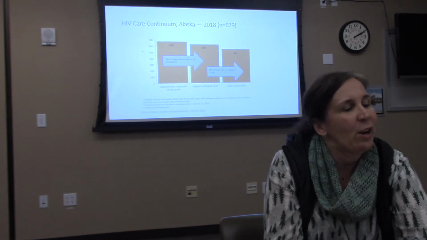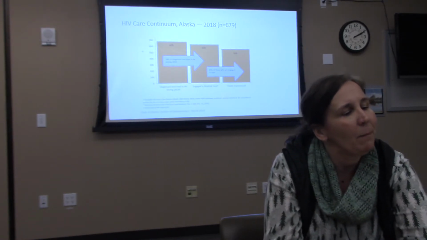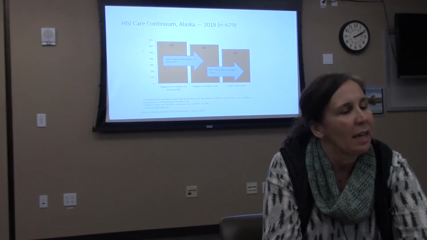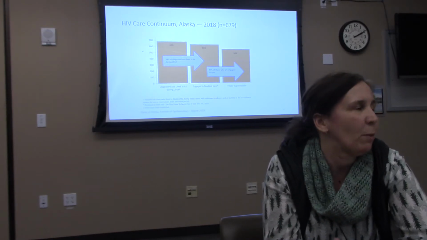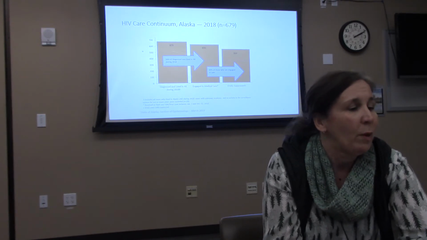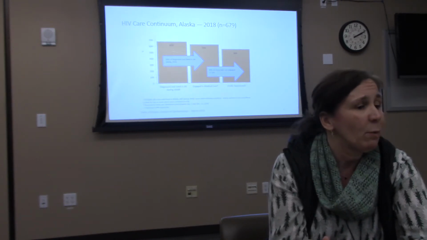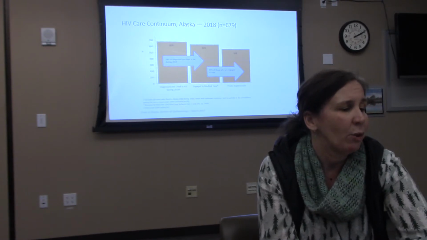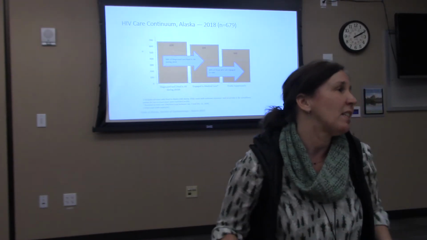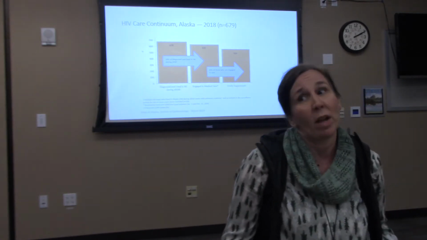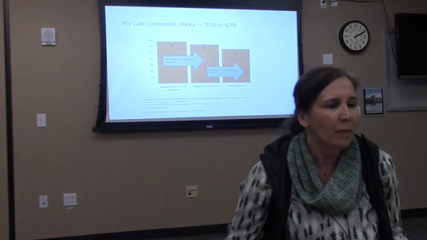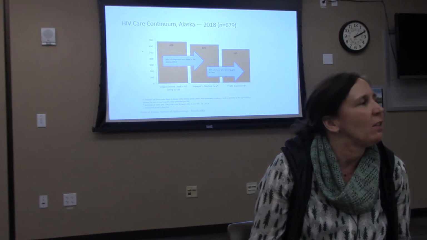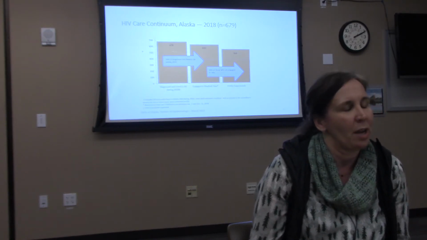So the HIV care continuum in Alaska, there's a little less than 700 people that we think are diagnosed and living with HIV in Alaska, and that may be people that are diagnosed here or move in from other places. We do pretty well compared to the rest of the country. We're what's considered a low prevalence state. We have about 635 that are engaged in medical care. That means they've seen a provider for HIV once in the last year. And then about 564 that are virally suppressed, and that means that their viral load is less than 200.